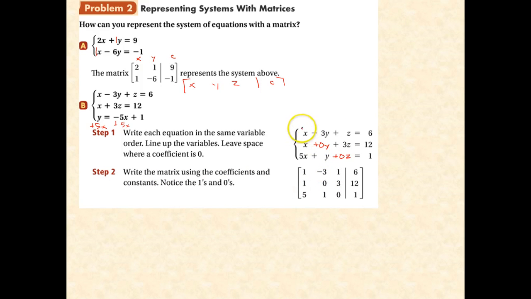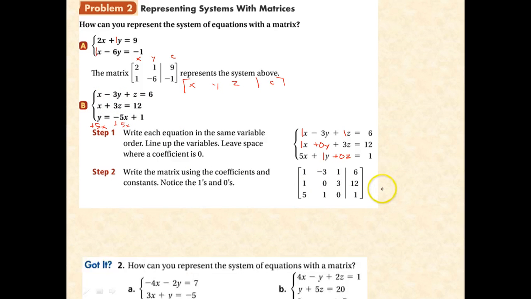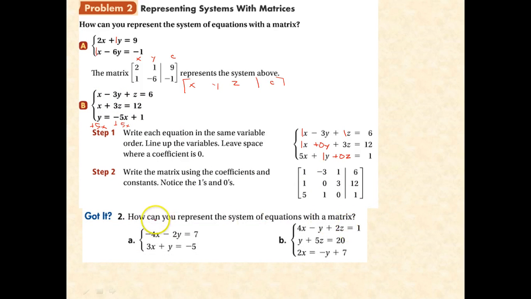The coefficients are 1, negative 3, 1, 6. Then 1, 0, 3, 12. Then 5, 1, 0, 1. So that is how we represent a system of equations using a matrix. So, how can you represent the following systems using a matrix? Pause and see if you got it.